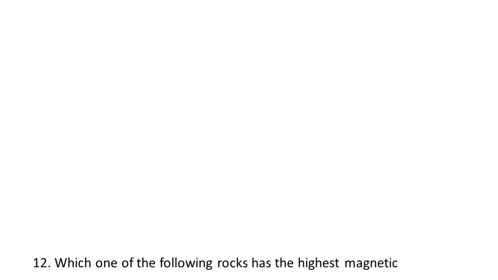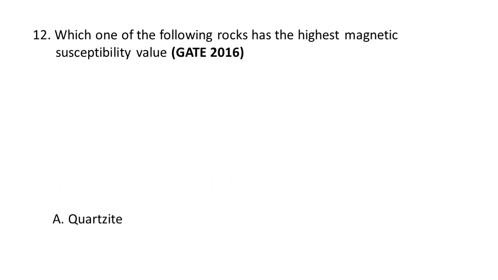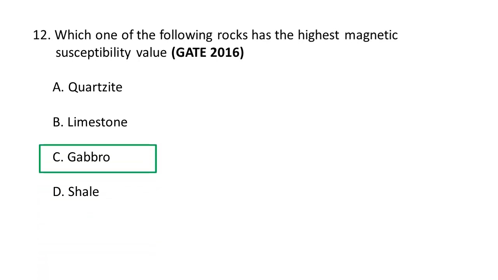Next question. Which one of the following rocks has the highest magnetic susceptibility value? A, quartzite, B, limestone, C, gabbro, and D, shale. So the correct option is gabbro. Gabbro has the highest magnetic susceptibility, and the highest magnetic susceptibility of oxide rich gabbros is around 0.1 SI units.